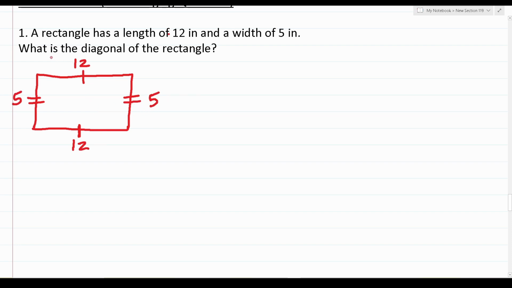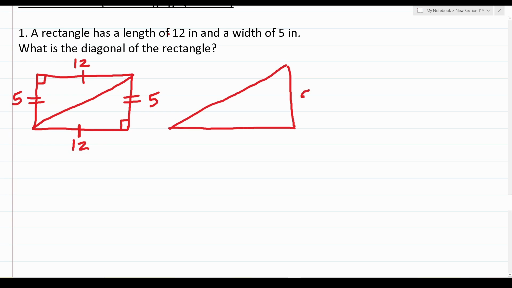And we want to know, what is the diagonal of the rectangle? Well, a diagonal of a rectangle basically means you cut it in half from here to here. And when you do that, what you get is a pair of right triangles. As a matter of fact, I can go ahead and pull one of those right triangles off to the side here.